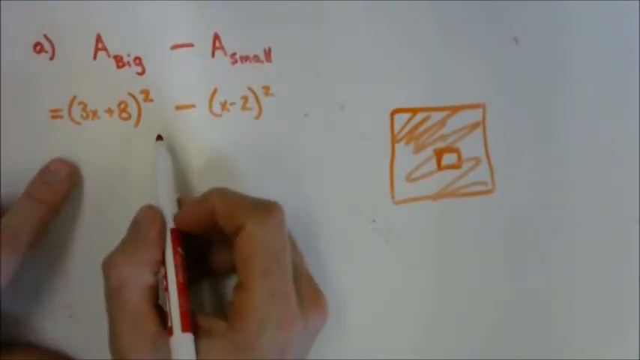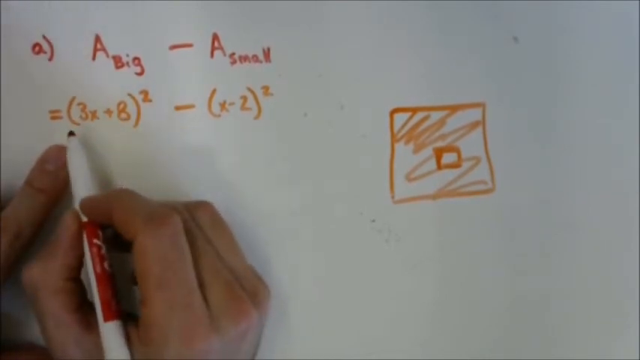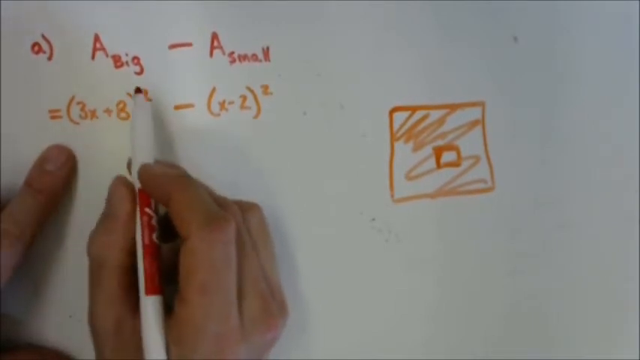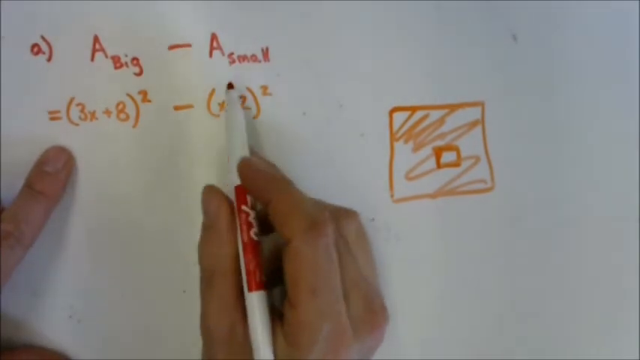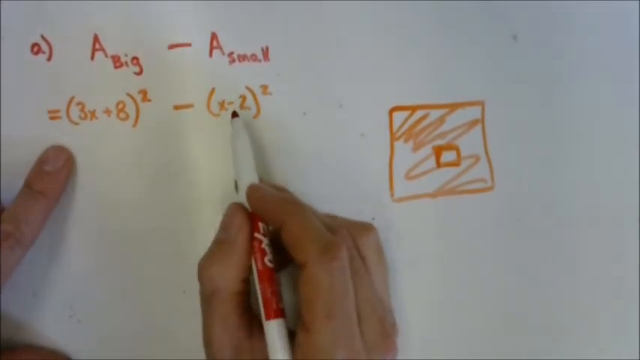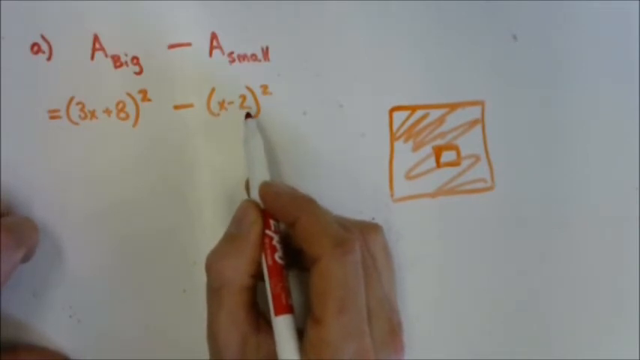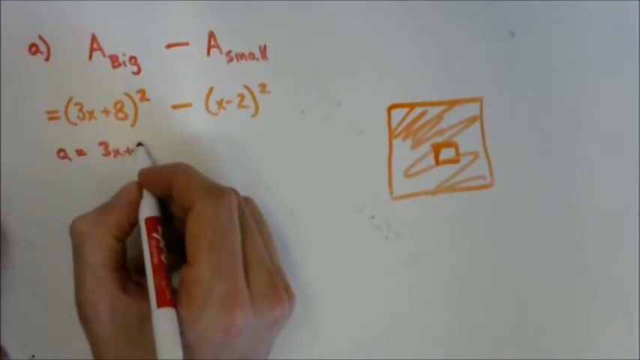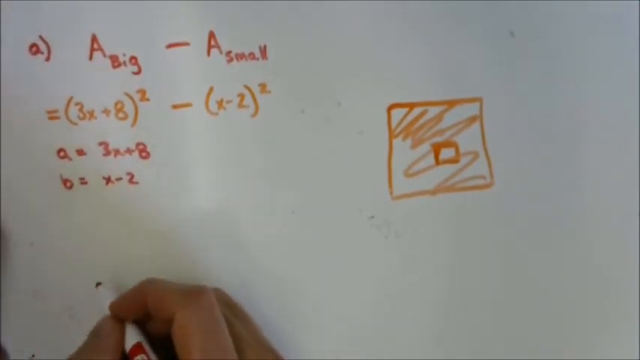So our patterns say, look at this. We've got a square value here. What's a? 3x plus 8. Because it's the value that's being squared. So what needs to get squared in order to get x minus 2 squared? X minus 2. Okay? So a here is 3x plus 8. B is x minus 2.